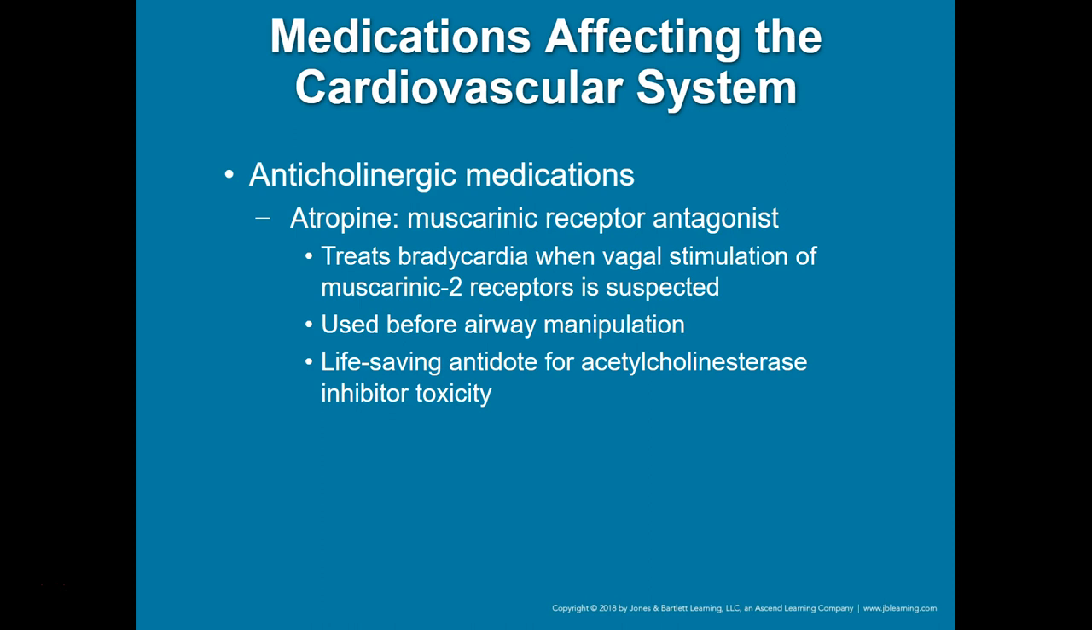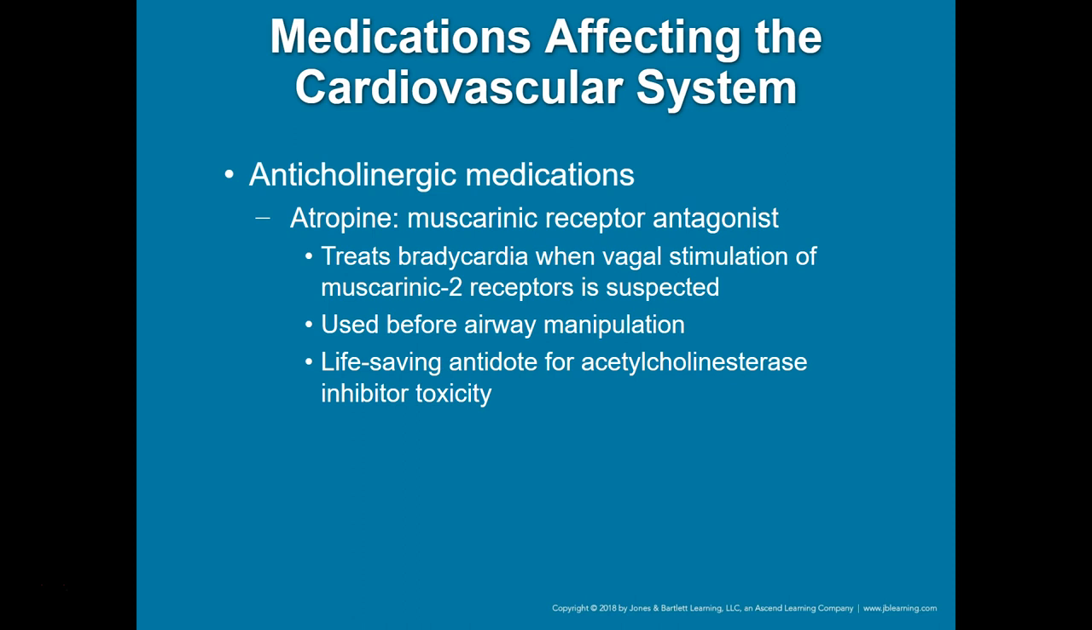Anticholinergic medicines. Atropine is one. It's a muscarinic receptor antagonist. We're going to use it to treat bradycardia when vagal stimulation of the muscarinic receptors is suspected. So pretty much if they're in a sinus bradycardia, we're going to treat it with atropine. We think that vagal nerve is overstimulated for whatever reason, and you're going to give atropine, try to raise up that heart rate a little bit.